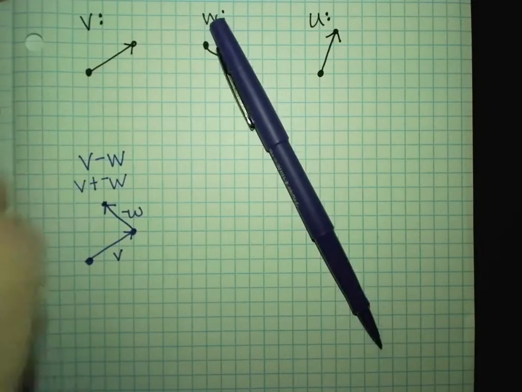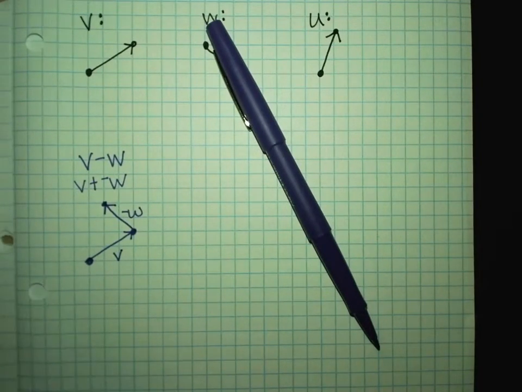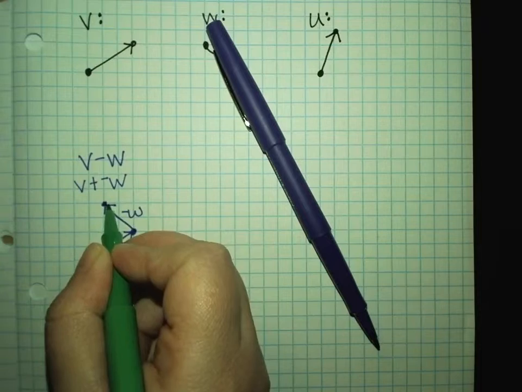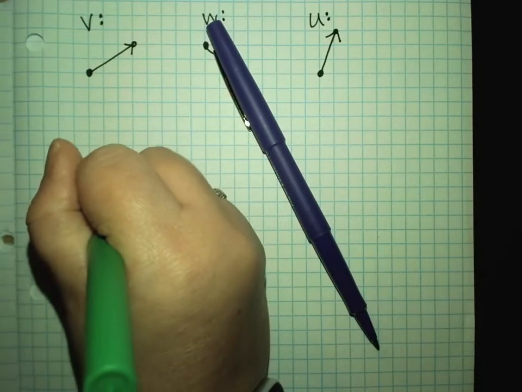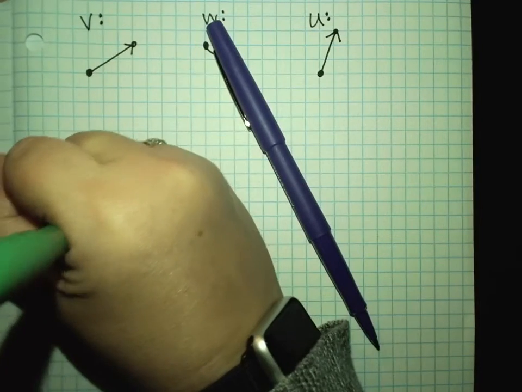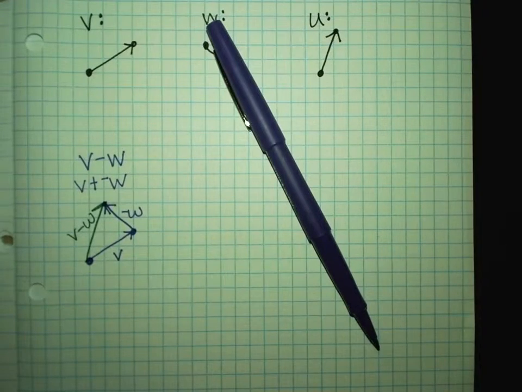That's negative W. So when I combine them, going from the initial point of V to the terminal point of W, anybody remember what that's called? That's called the position vector. Then this would just be V minus W.